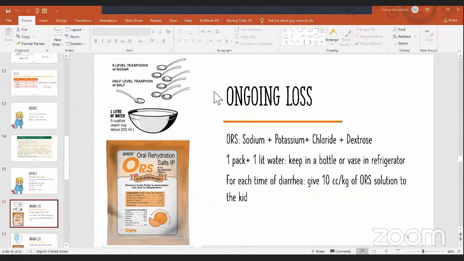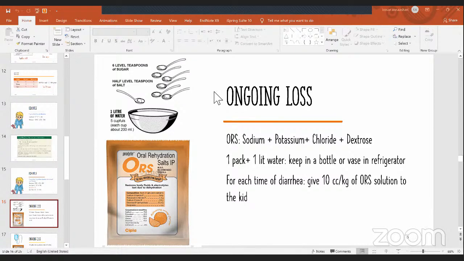And then restore that in a jar or in a bottle and keep that in the refrigerator, okay? Each time that the patient defecates, the mother should give the patient 10 cc per kilogram of that fluid, of that suspension. It's very important that you understand this and that you emphasize to the mother to do that exactly. It's not okay that the mother just adds some amount of this powder to some amount of fluid, you know? It should be followed exactly like this.